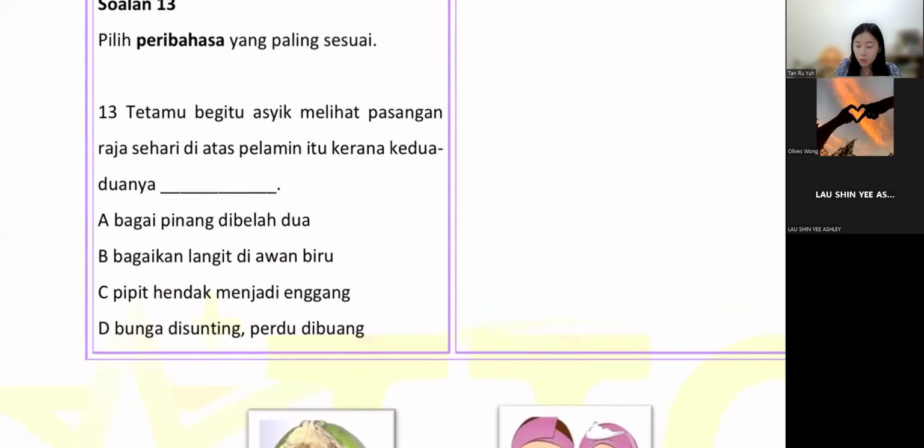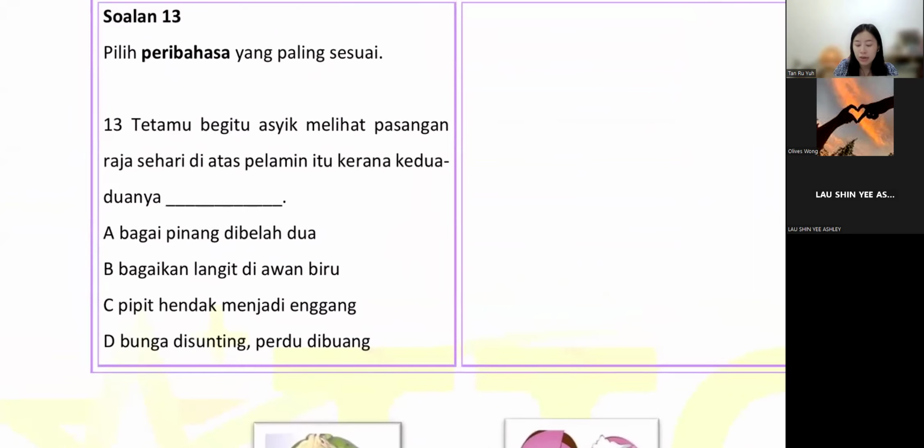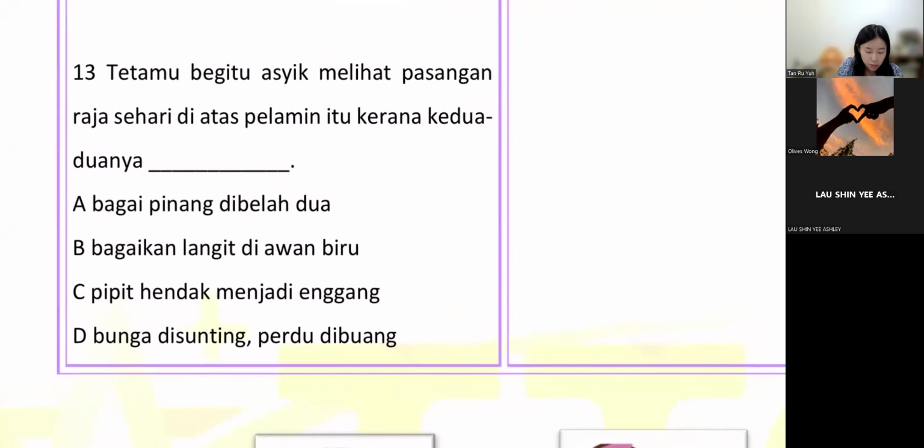Ashley? Tetamu begitu asyik melihat pasangan raja sehari di atas pelamin. Pelamin is also same thing for the bride and the grooms for the place. Tempat duduk pengantin. Itu kerana dua-dua biar bagaikan langit di awan biru. Help me to change to deng. Is ya matching each other. Sama pandang, sama cantik.